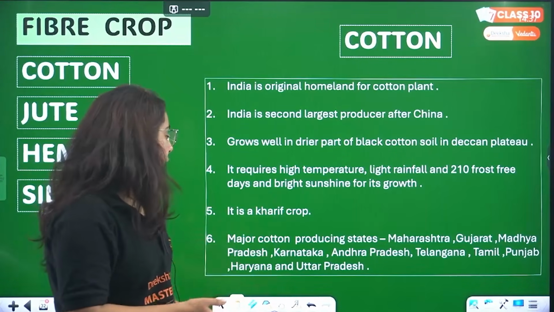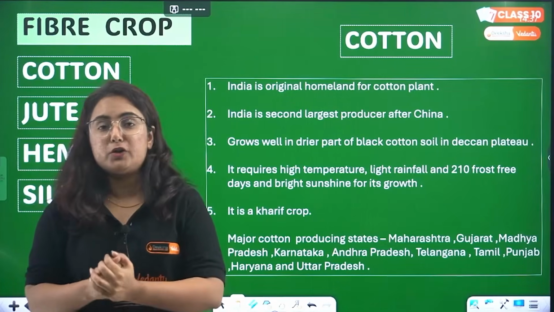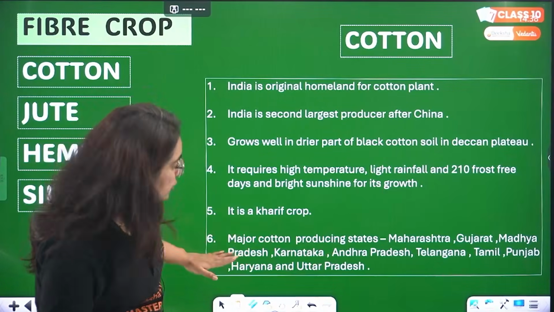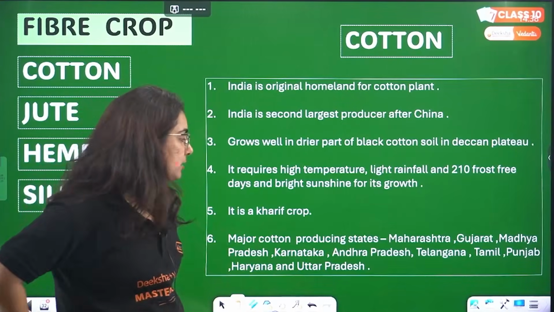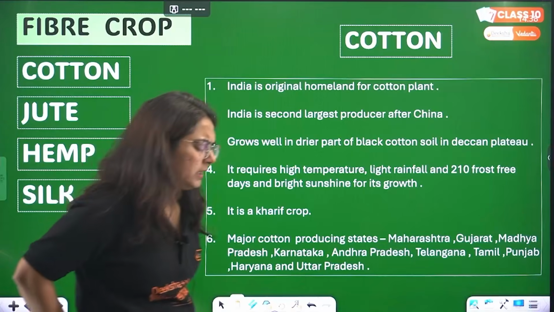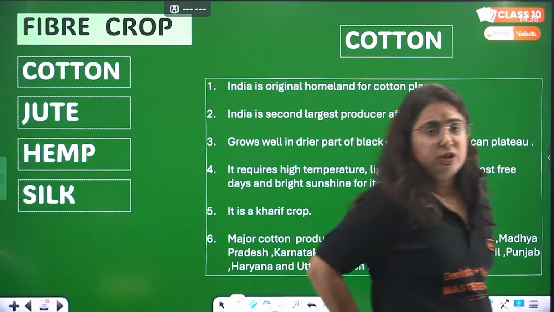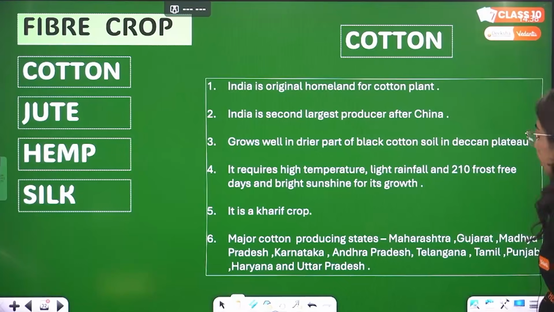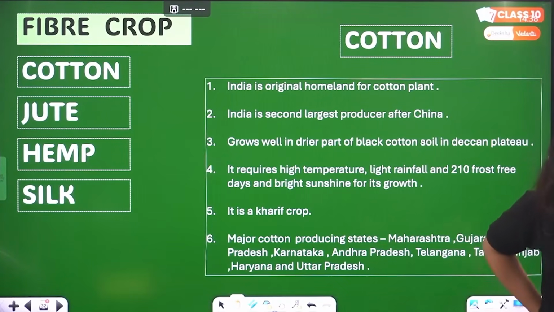Okay? It is a kharif crop. Major cotton growing or producing states will be Maharashtra, Gujarat, Madhya Pradesh, Karnataka, Andhra Pradesh, Telangana, Tamil Nadu, Haryana, and Uttar Pradesh. Majorly it's Haryana, then some parts of the Malwa region in Madhya Pradesh, the Saurashtra part in Gujarat, and more like that. Okay?